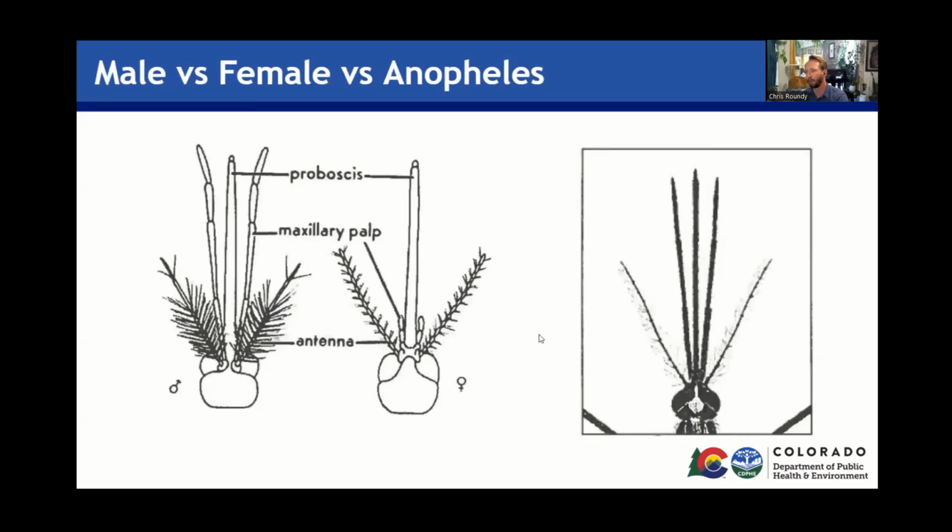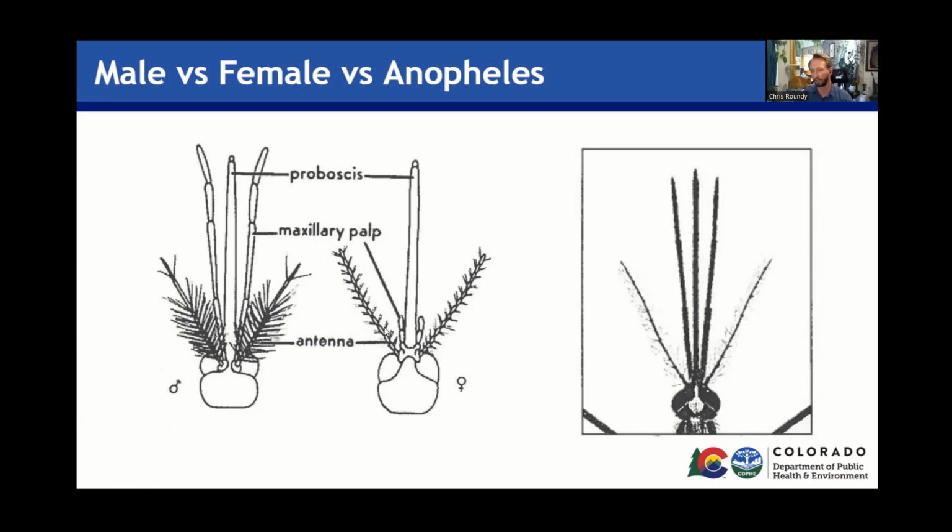I'm going to give you guys some quick shortcuts today to identify our species of public health importance, especially in Colorado. So as I mentioned, one of the first things we're going to look at is the palp. We'll use the palps and the antennae to both identify the male mosquitoes that we don't want to test and the Anopheles mosquitoes. Anopheles are relatively rare in Colorado, very important globally.